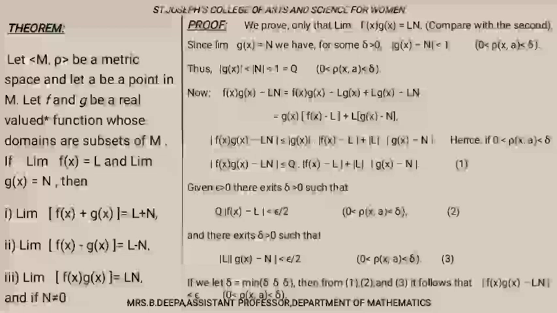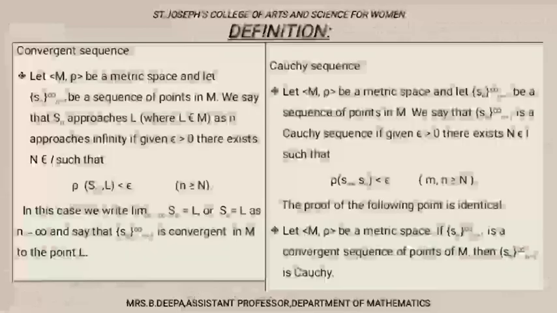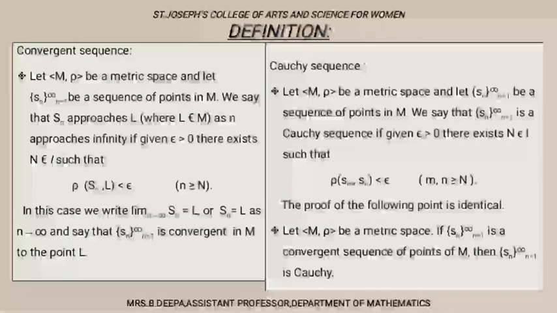Similarly, we can prove that limit f of x minus g of x equal to L minus n, limit f of x g of x equal to L n, and limit f of x divided by g of x equal to L by n. The next one is definition of convergent and Cauchy sequence.